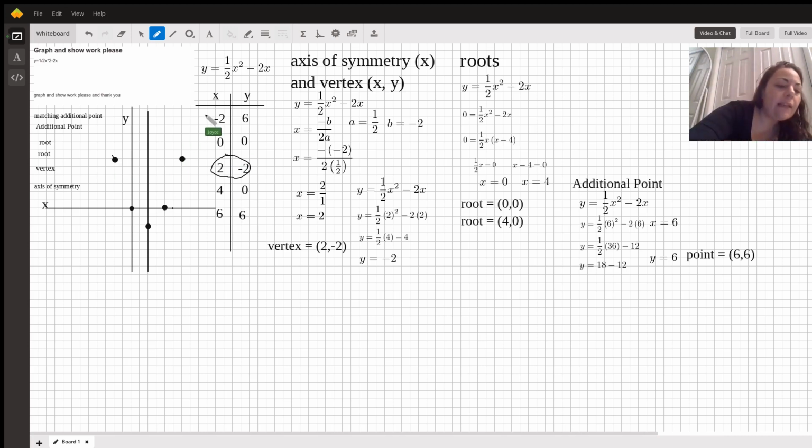Okay, so we can connect these the best that we can. I'm going to redo that other side. It's not very good. Okay, that's a little bit better. Arrows.